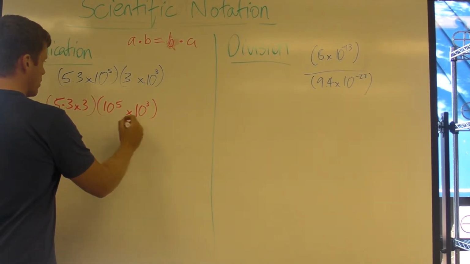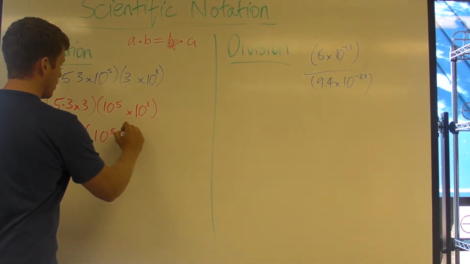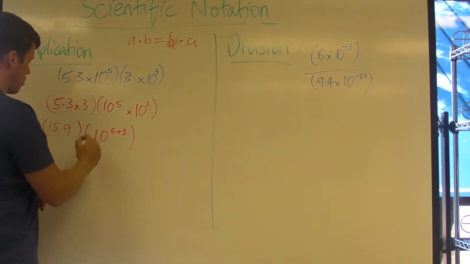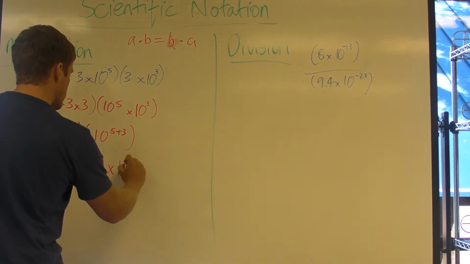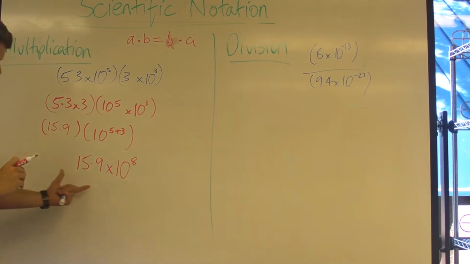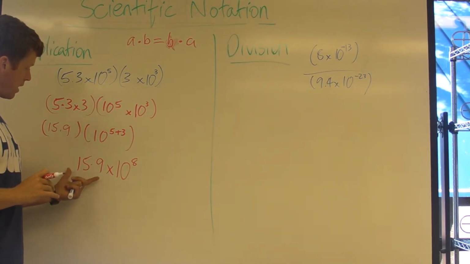So what I'm going to do here is add the two exponents together because the base is the same. So that's going to give me 15.9 times 10 to the power of 8. So you'll notice that this isn't in the scientific notation form that we've looked at.